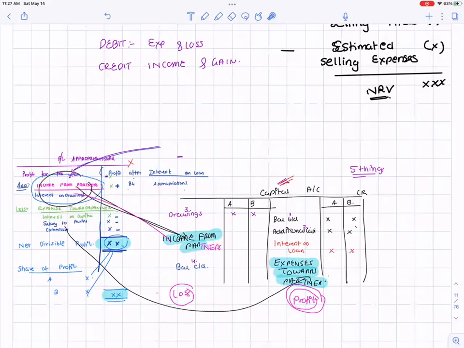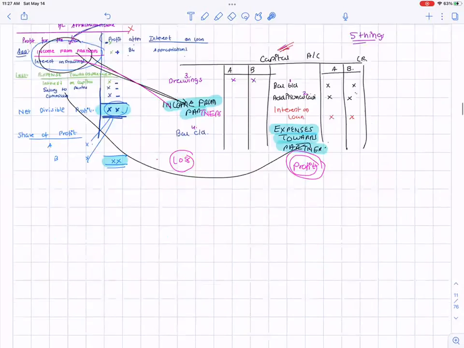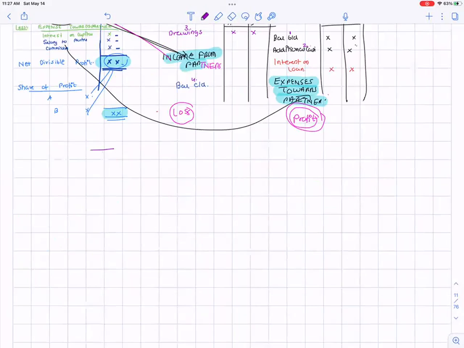Two effects for interest on loan. It is an exception. So what are the effects? Capital account credited. And the profit, it comes in the income statement, interest debited. Okay, so write the two effects of the following things. I'm writing the question.